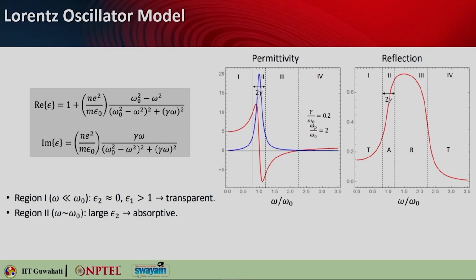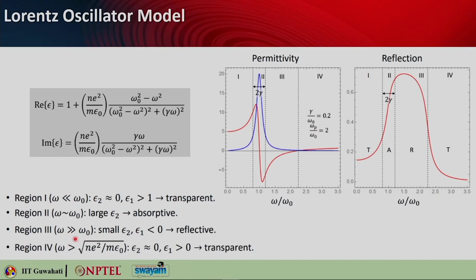And what is the good thing here? You can see that gamma is the collision frequency, or you can say damping constant, and the width of this region is basically 2 gamma. In region 3, we are considering omega much greater than omega naught, that is this particular region. Here you can see that again the imaginary part is much smaller, but the real part is negative. It means in this region the material will be reflective. So, you can see here it is showing reflection.